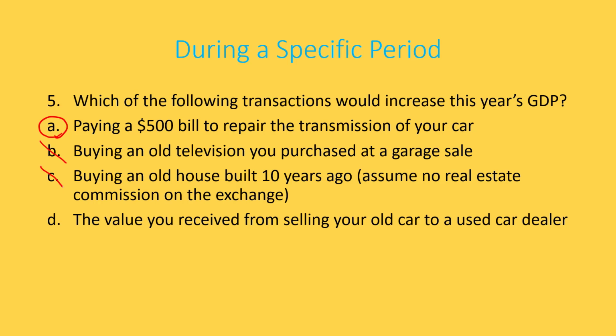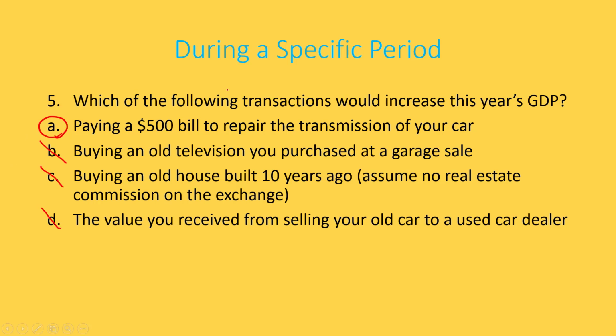And then D says the value received from selling your old car to a used car dealer. Again, assuming that your old car was not being produced this year, it would not be added to this year's GDP, because it was added to the GDP of the year in which it was produced some year prior. All right, so again, A would be the answer you're looking for on that one.